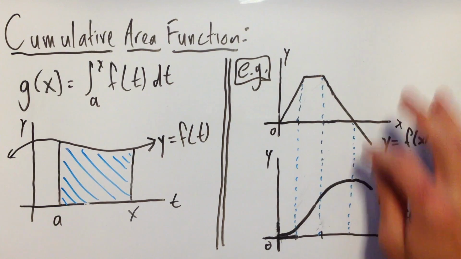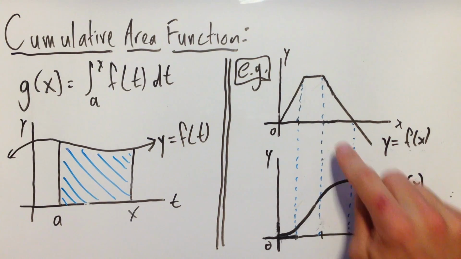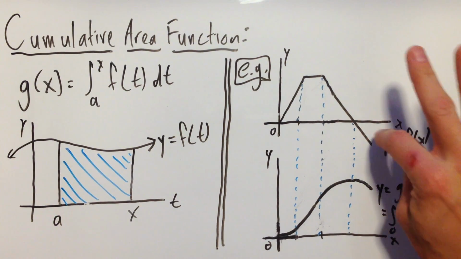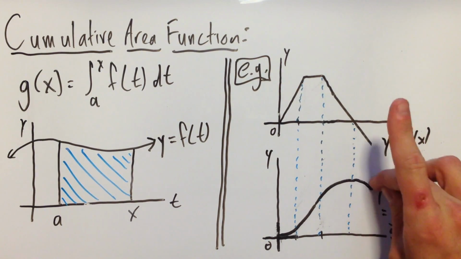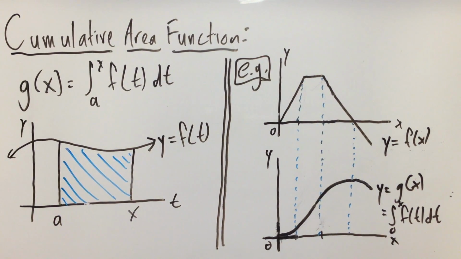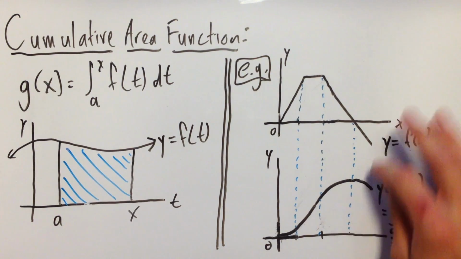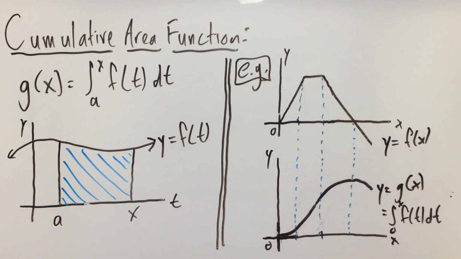To the right of the second blue line, f of x starts decreasing, so the incremental bits of area that I add as x goes to the right are getting less and less, but still they're positive areas, so the cumulative area function increases. Then finally, when f dips below the x-axis up here, I start actually subtracting these areas, so g of x starts decreasing. Something to notice: when f of x is positive, g of x is increasing. When f of x is negative, g of x is decreasing. And particularly here, where f of x is 0, g of x has a horizontal tangent.